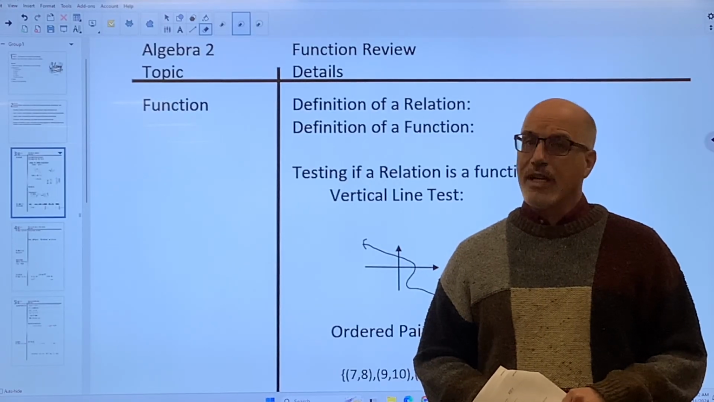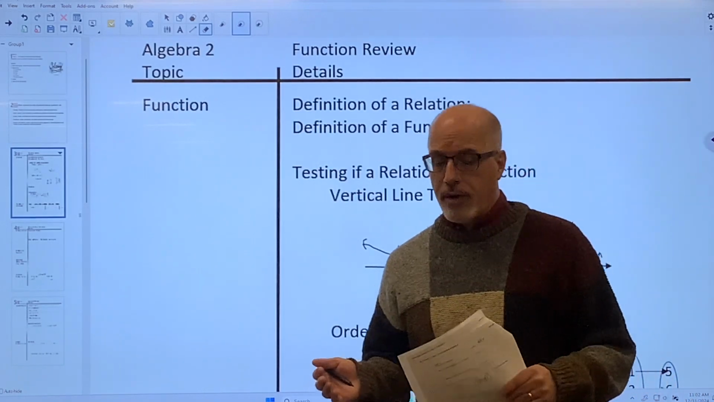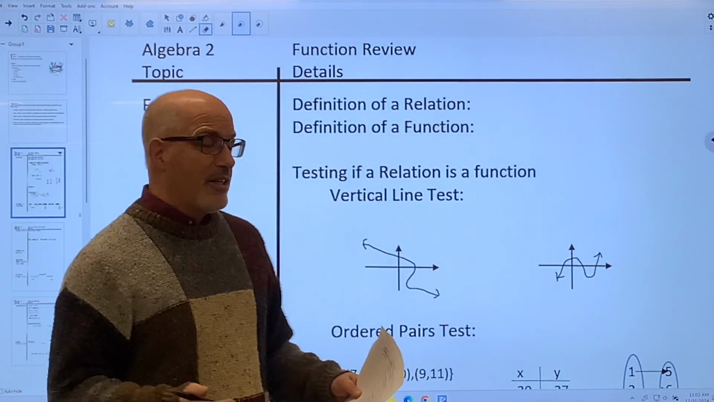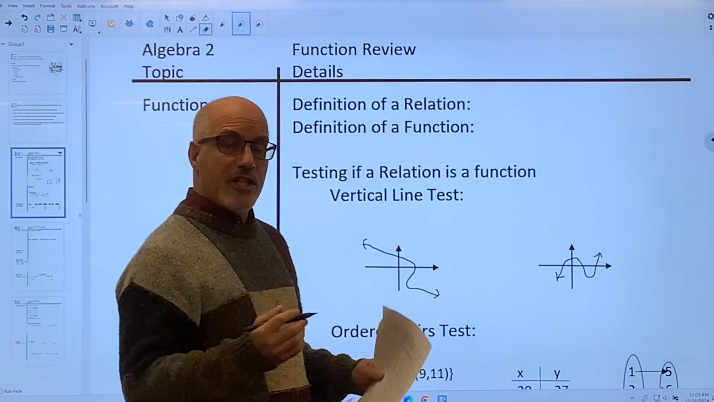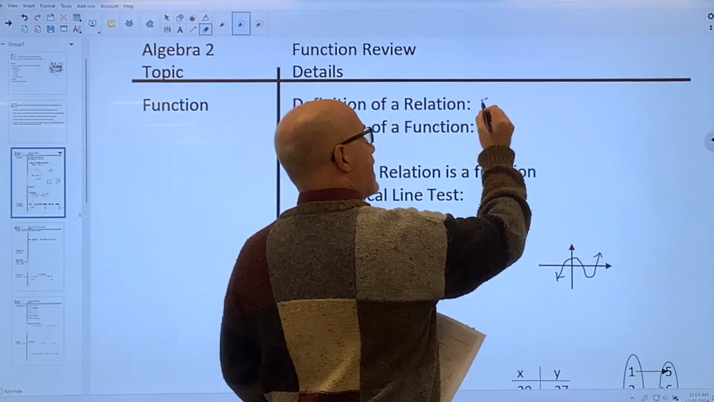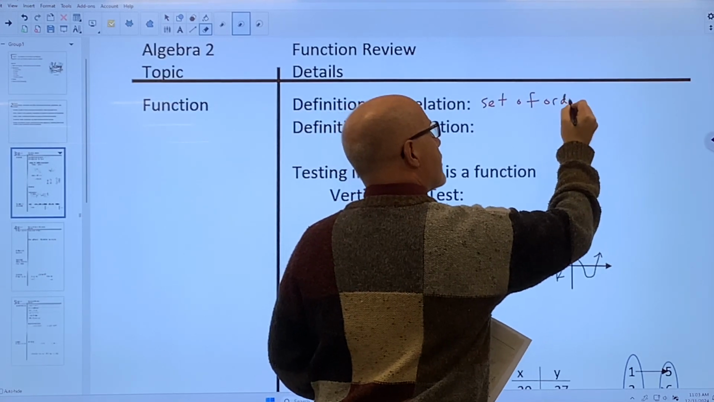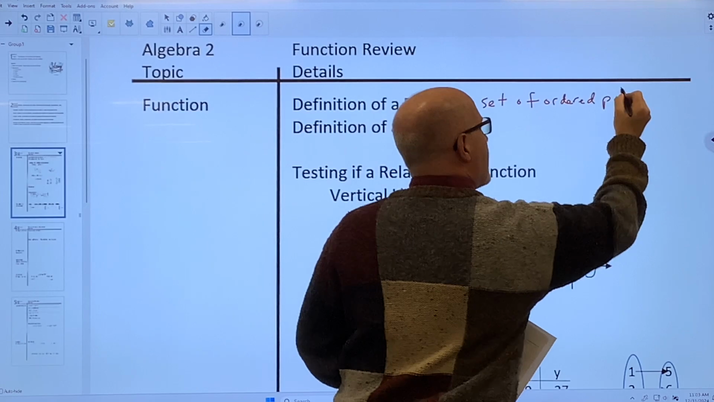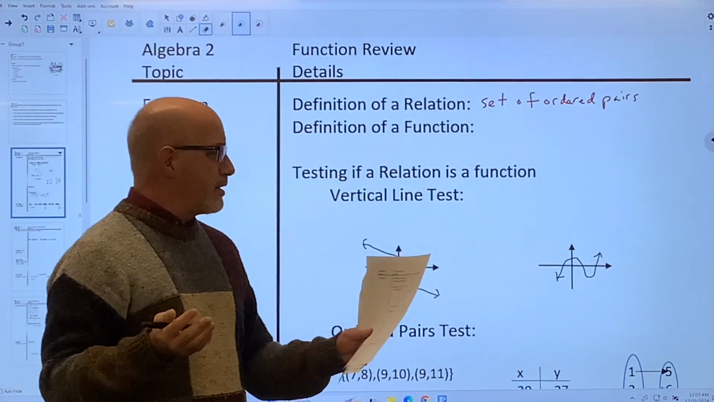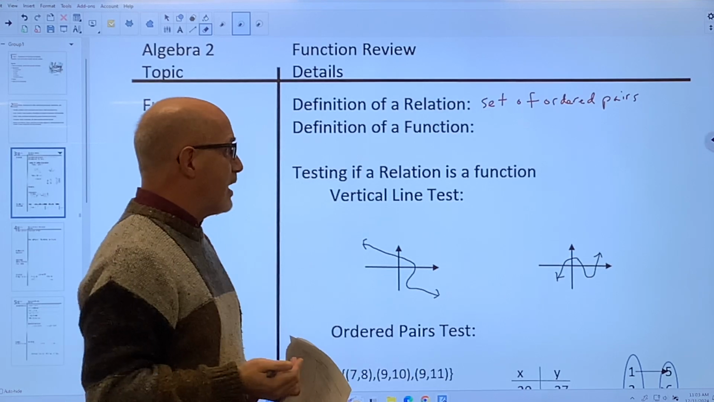We will start discussing functions and just reviewing over what we've done with functions before. So let's start by doing some definitions. First we want to define what a relation is. A relation is just a set of ordered pairs. Usually we have x's and y's. If we have sets of x's and y's together, that's a relation.